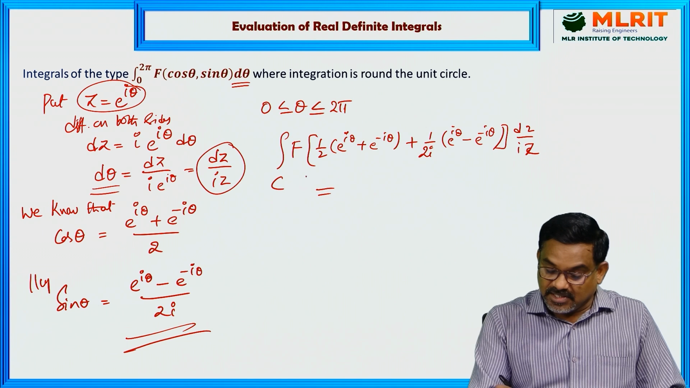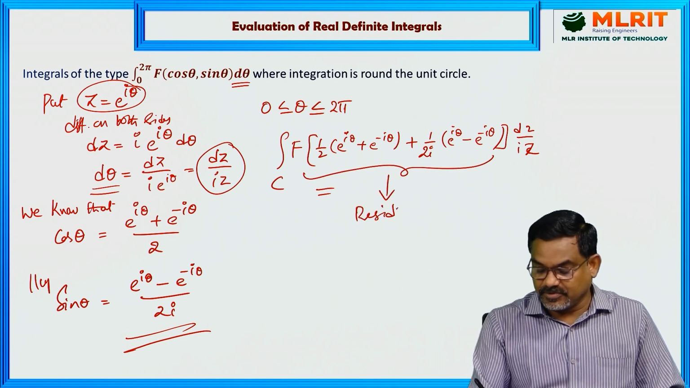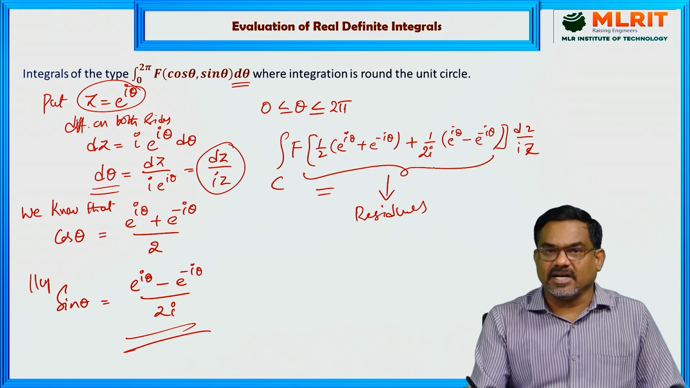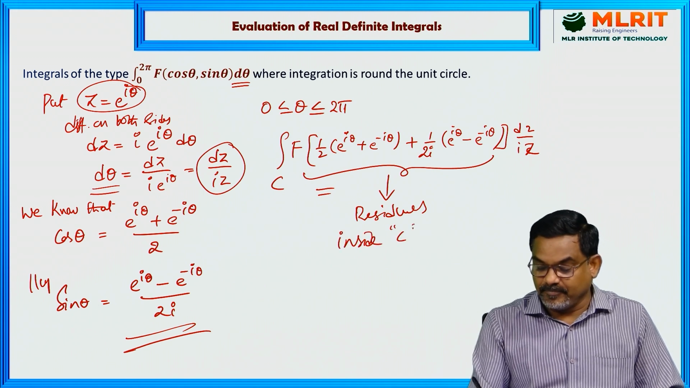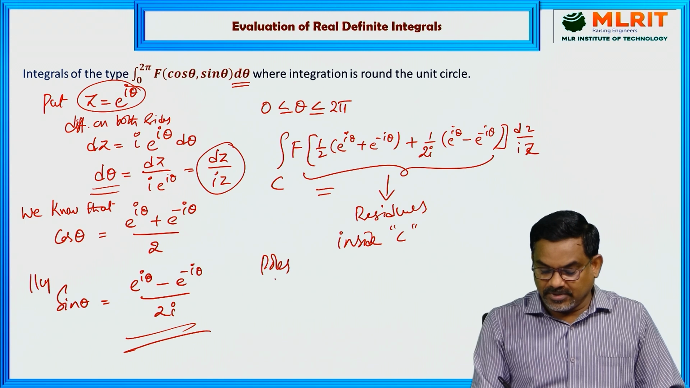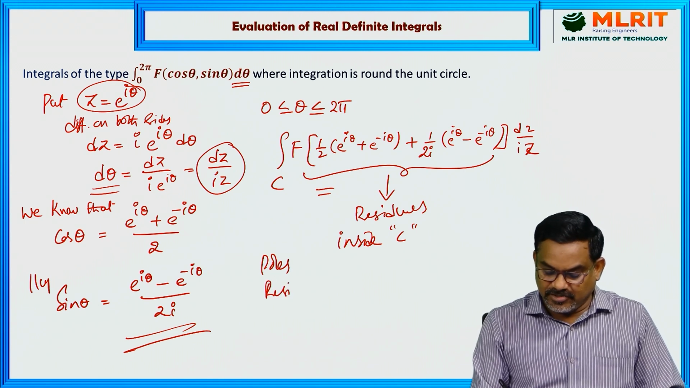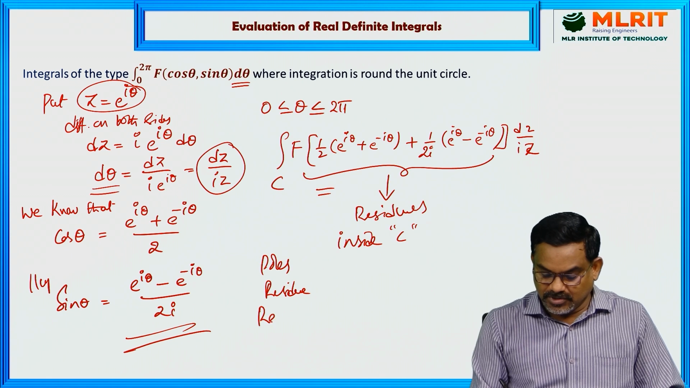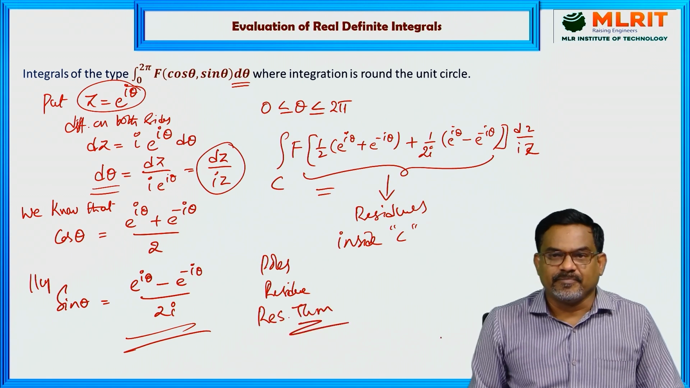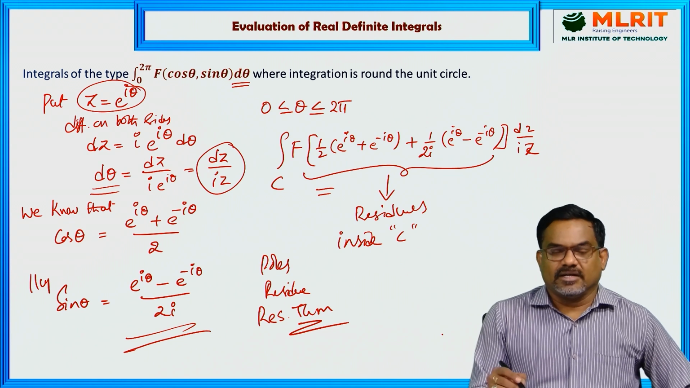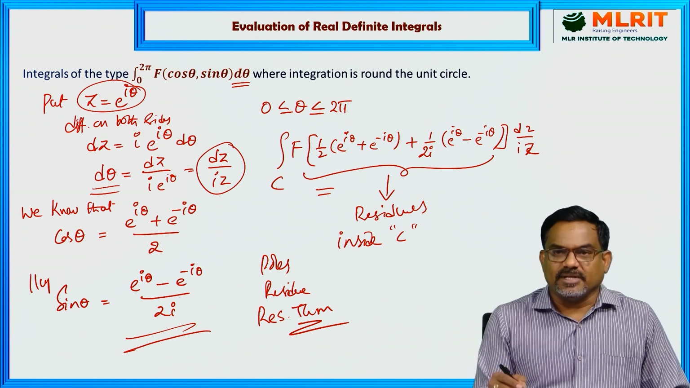First find the residues of this function at the poles which are inside the curve C. So, we find the poles and then identify which are inside C, and then the residues, and finally use the residue theorem to evaluate the line integral. You will get a clear idea if we discuss a problem on the same.